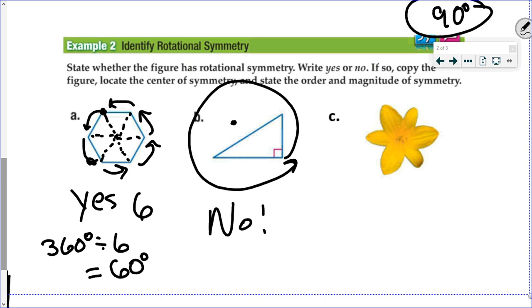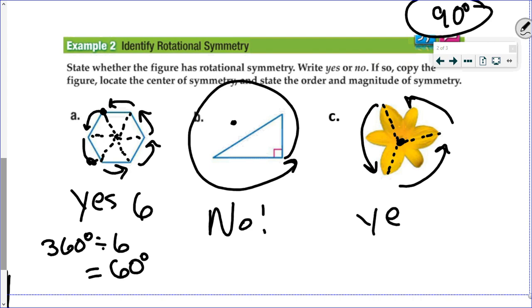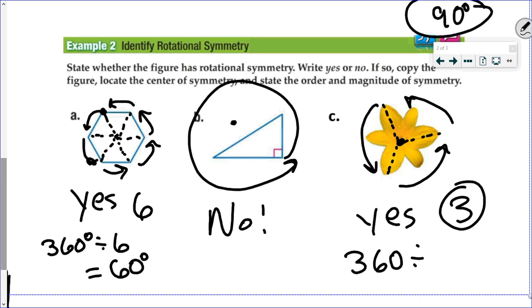Okay. And if we look here at this flower petal, we've got these 3 petals that are obviously larger and bigger. So each time one of these petals rotates down to the next position, it would match back up with the smalls also aligning. So this would have rotational symmetry, yes. And the order of rotational symmetry would be 3. Again, to find magnitude, take 360 divided by the order. You can see the magnitude of symmetry is 120 degrees. Right?